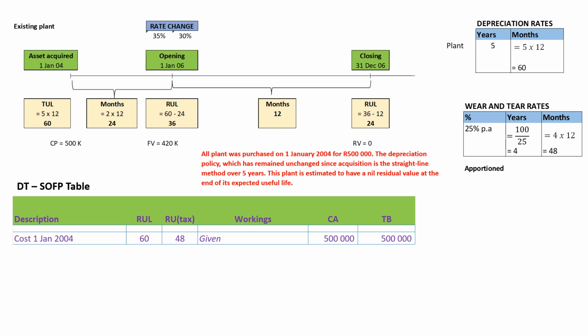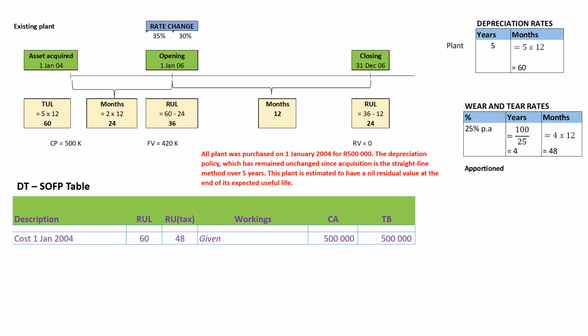In terms of the way I draft my deferred tax table, bear in mind that this blue area is a compulsory area, because as we progress forward we will have more info on the right-hand side of your tax base column, whereas your light green area that has your remaining useful life and your remaining useful tax life is a nice to have. It just makes it easier for us to keep track of things as we progress.